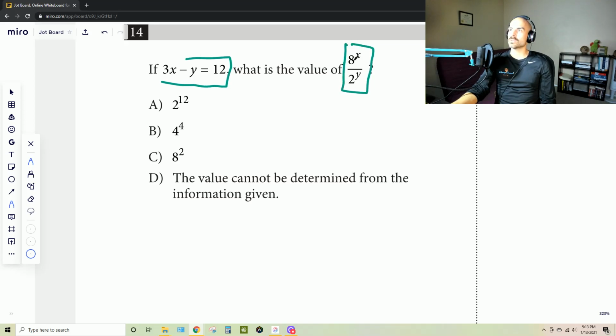Okay, all right, we got 3x minus y equals 12, and then we need to know what this equals: 8 to the x power over 2 to the y power. All right, can I get x by itself? Yeah, I guess I could. It'd be 3x equals 12 plus y.